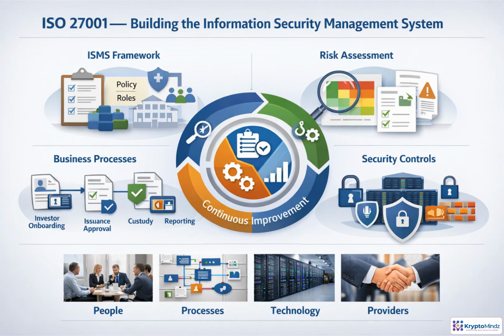ISO 27001 shifts the focus from individual controls to a management system for running security deliberately. Start by defining the ISMS scope, policies, roles, and governance. Then assess risks and choose treatments that fit the platform's real processes, such as onboarding, issuance, settlement, custody, and reporting. Controls need to connect to how work actually happens. Audits, metrics, corrective actions, and management reviews keep the system improving as threats, technology, and providers change.